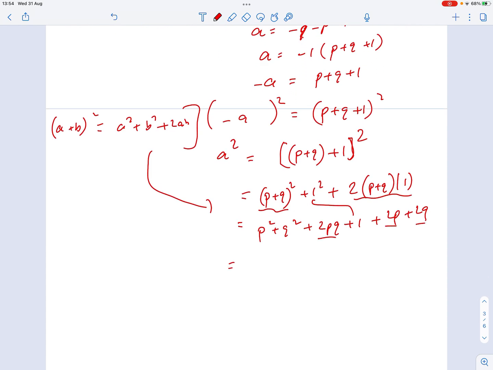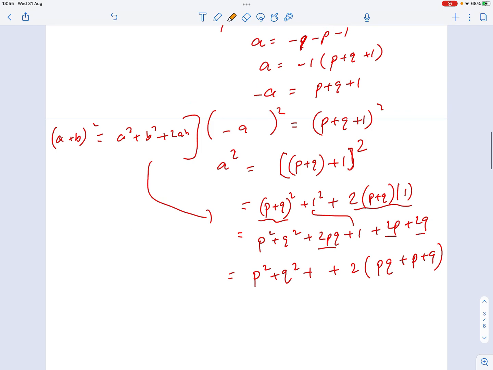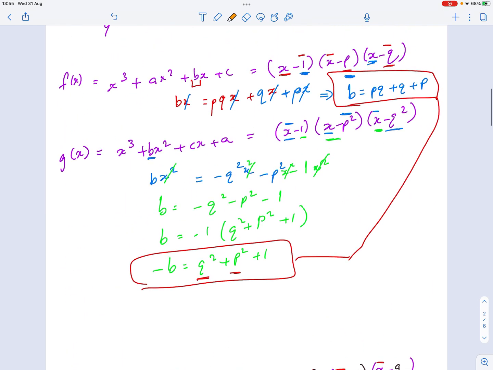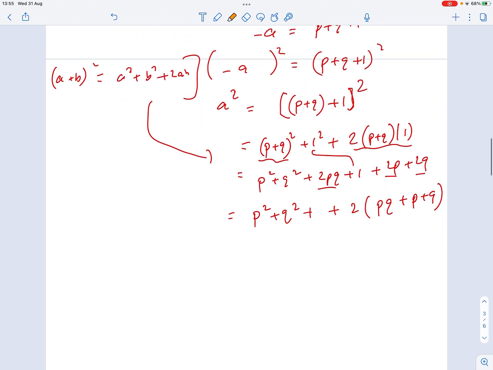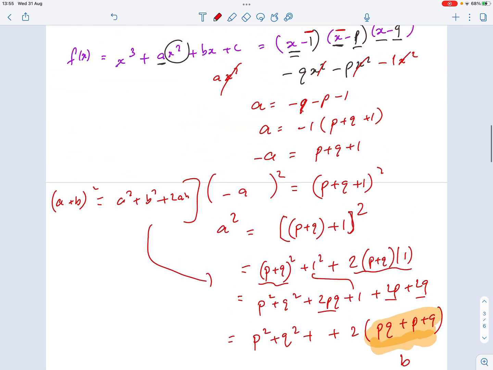And then we can factorize with the ones with the 2. So what do we get? We get p squared plus q squared plus 1 plus 2 times pq plus p plus q, right? But on the top, we did find that pq plus q plus p is 1, is b. So this is b. Okay, so this is equal to b.